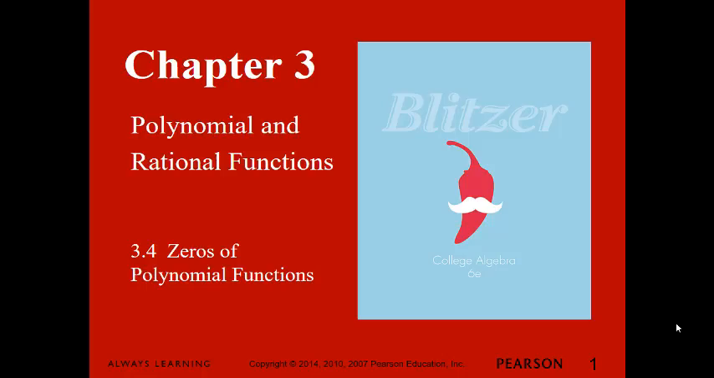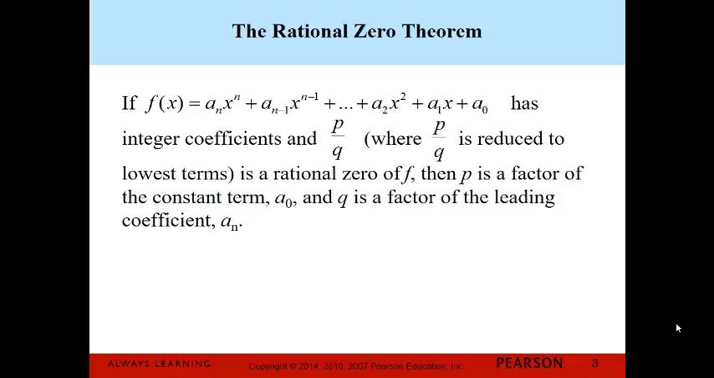Let's consider section 3.4. We'll study finding the zeros of a polynomial function and the fundamental theorem of algebra. In this section, we're going to use a number of tools. One of our first tools is going to be the rational zero theorem.